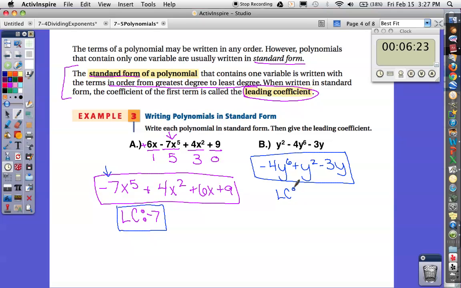And then the leading coefficient is the first number that you see on the first term, so it's a negative 4. Pretty easy, right? This is, again, just setting the tone so we can use these vocab words for the next couple sections, so when I'm explaining things, you'll know what I'm talking about. I do want your answers written in standard form, though, so get used to this.